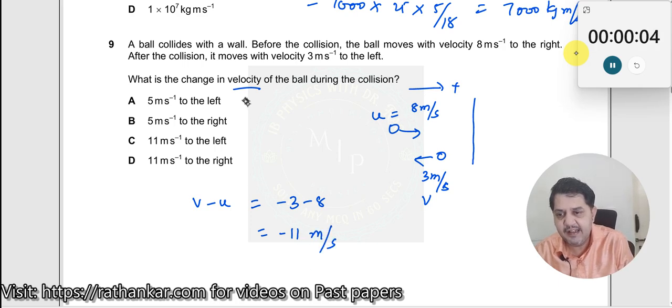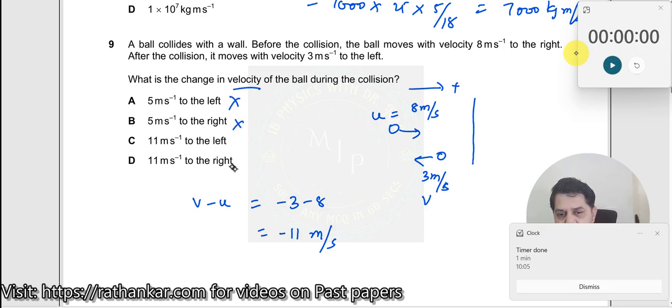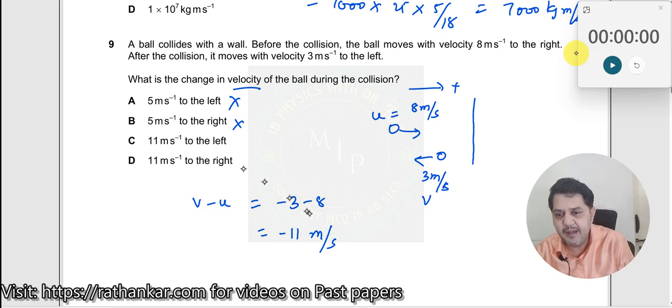Now you see, it is asking for 11 meters per second. So these two are incorrect. So 11 meters per second, to the left or to the right? Which was the right one? So 11 meters per second to the left over here. So the answer is C.